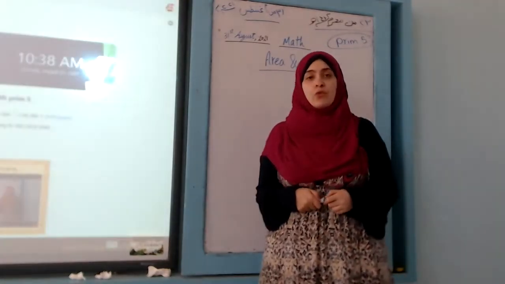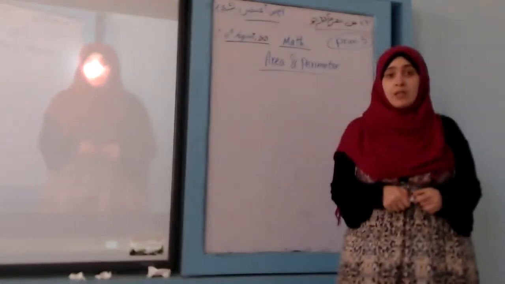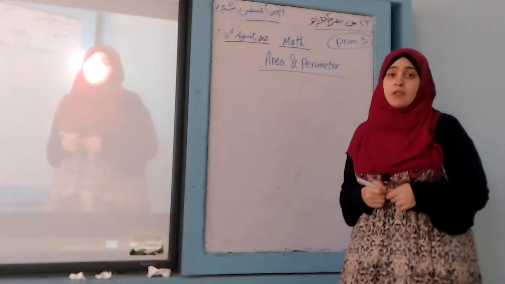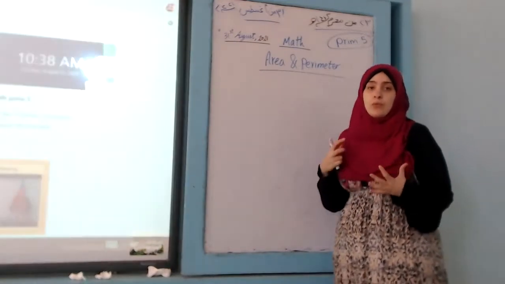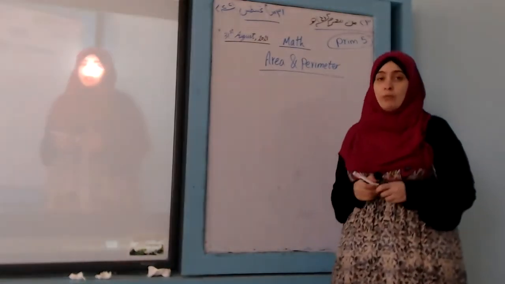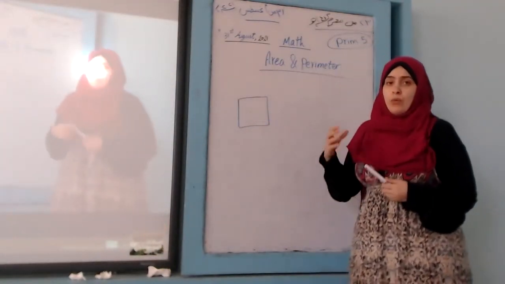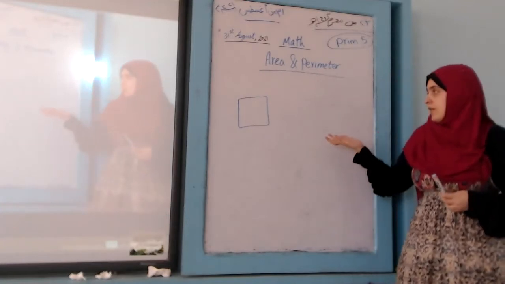We will make a revision to be ready for the next year. Our revision today is talking about area and perimeter. First, we must know the difference between area and perimeter for any shape. If I have this shape, where is the area and where is the perimeter?